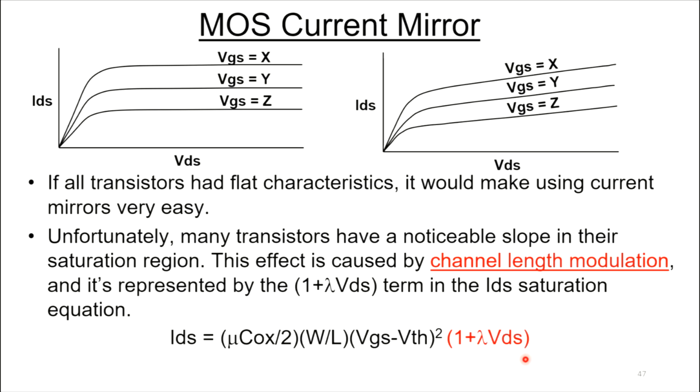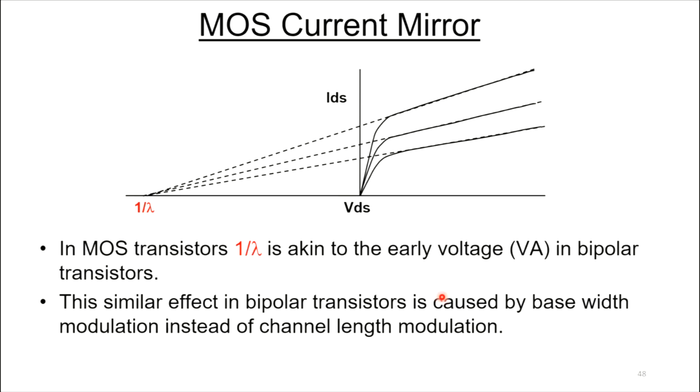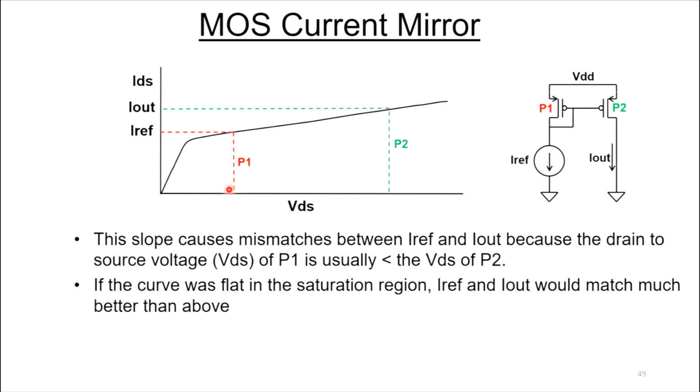I just want to discuss that briefly here. So in MOS transistors, the 1 over lambda term is akin to the Early voltage in a bipolar transistor. And I'm sure all the fab guys talk about Early voltage all the time on bipolars. Now, in bipolars, it's due to base width modulation. In MOS devices, it's called channel length modulation. And this slope, due to the channel length modulation, can cause mismatches in these currents.